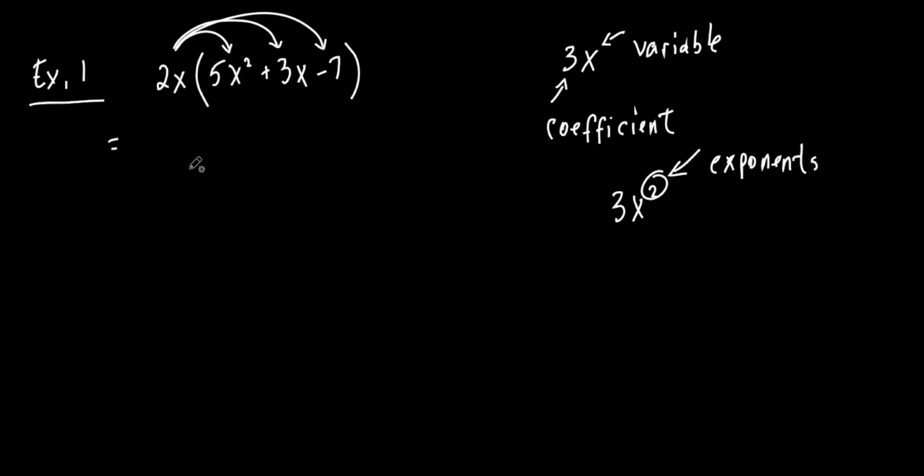So 2 times 5 is 10. And then look what I got. I got x times x squared. What's the exponent for this x? It's a 1. If you don't see it, it's always a 1. Okay? And what's the rule we just talked about before? If I go x times x squared, you keep the base and you add the exponents. So that's x cubed. All right?